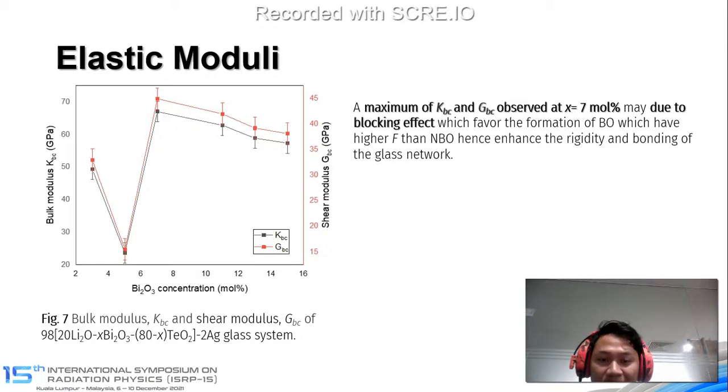And last, the elastic moduli, you can see the bulk modulus and shear modulus. We have a maximum at 7 mole percent due to the blocking effect, which favors the formation of BO, which has the higher F. F is the average force constant. Hence, it enhances the rigidity and bonding of the glass network at 7 mole percent.